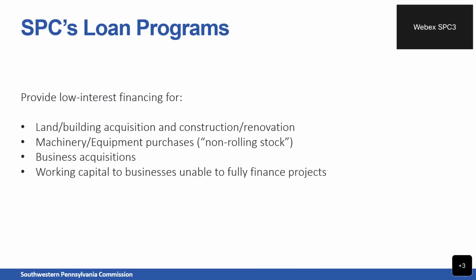And then the other thing I wanted to qualify was the working capital to businesses unable to fully finance projects. We have two different working capital types of loans. Our traditional type of working capital has to be related to a larger building or equipment purchase. To give you a good example, if you own a print shop and, let's say for the last 10 years you've been printing stationery and business cards and all manner of paper products, and then one day you decide that you want to move into printing hats and t-shirts and screen printing and things like that.